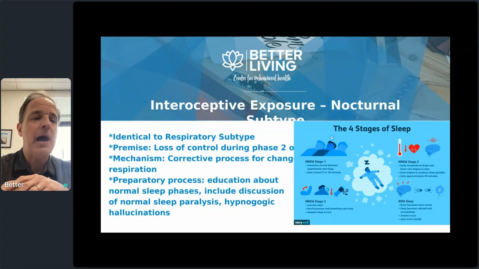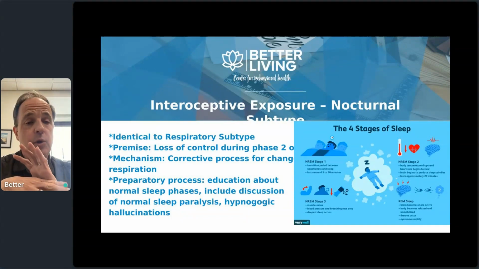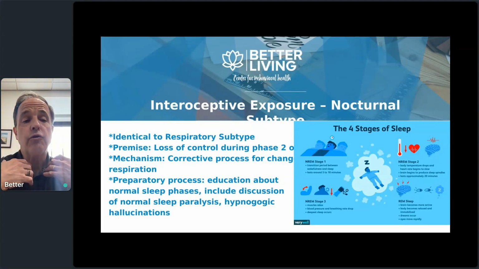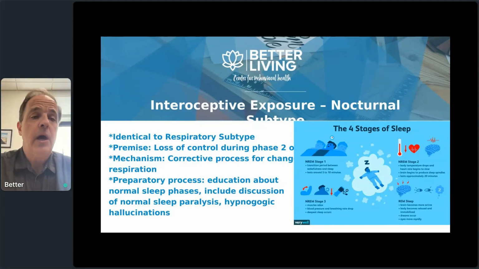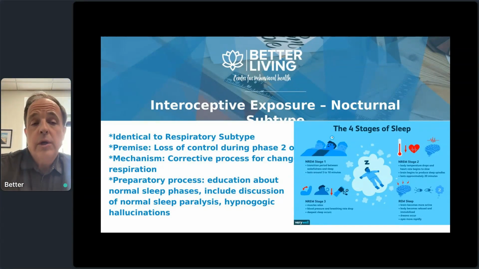It would not be uncommon for a client with this particular subtype to need to change their sheets and change their pajamas because of how intense the arousal is. And then they're awake for a while. So it is an incredibly disruptive subtype. Loss of sleep, for those of you that have sleep disturbance, you know that being awakened in that way and then being awake for a while afterwards is very disruptive to your day-to-day life.